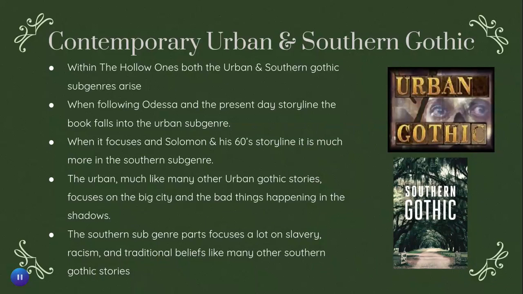Urban, much like many other urban gothic stories, focuses on the big city and the bad things that happen in the shadows and things like that, while the southern subgenre part focuses a lot on slavery and racism and traditional beliefs, like many other southern gothic stories, for a moment before, like I said, it tails off into this supernatural type of thing. It doesn't really focus on the racial part as much as it could have.